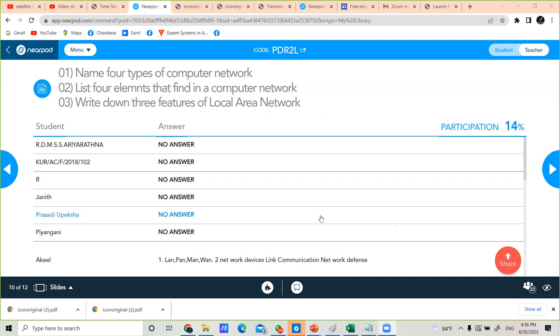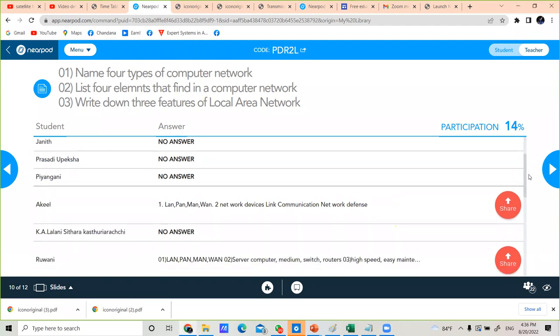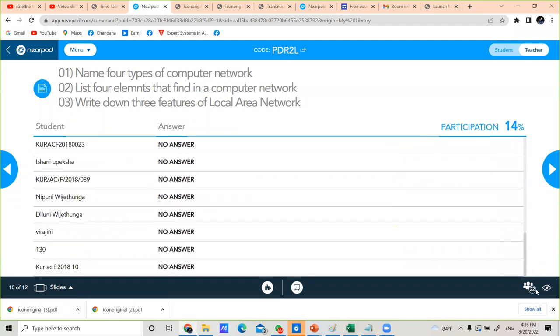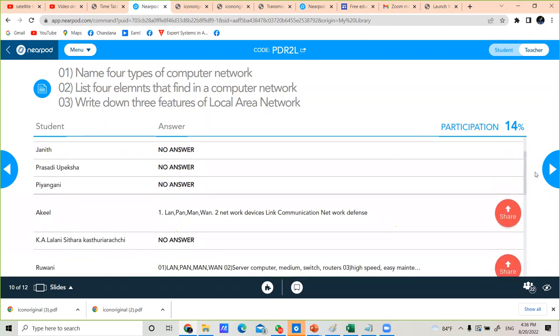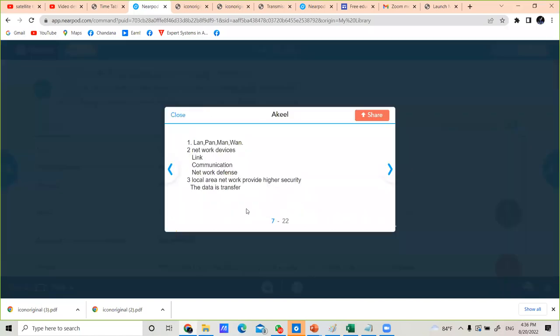And now I think time is okay. 5 minutes is okay for submitting the answer. A few students have submitted. We'll see the answers. First one, 4 types of network. Second one, elements. Third one, 3 features. Here, Akhil sent in the answers.